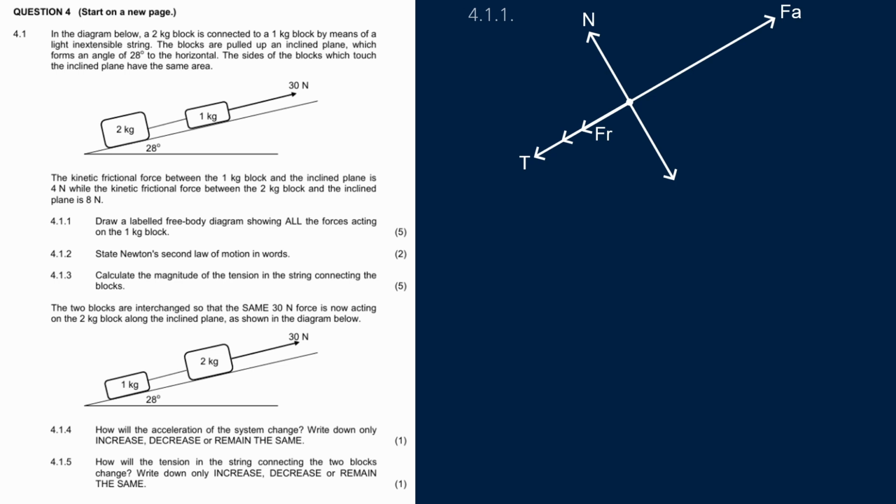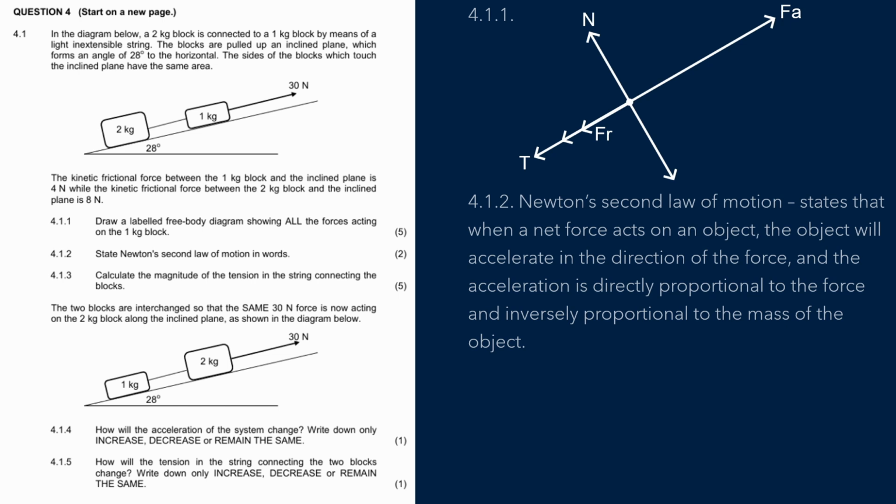4.1.2. State Newton's second law of motion in words. Newton's second law of motion states that when a net force acts on an object, the object will accelerate in the direction of the force, and the acceleration is directly proportional to the force and inversely proportional to the mass of the object. 4.1.3. Calculate the magnitude of the tension in the string connecting the blocks.